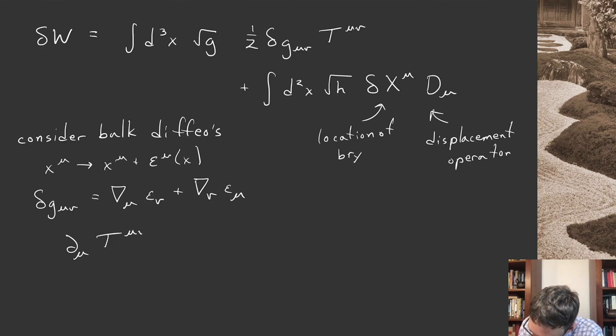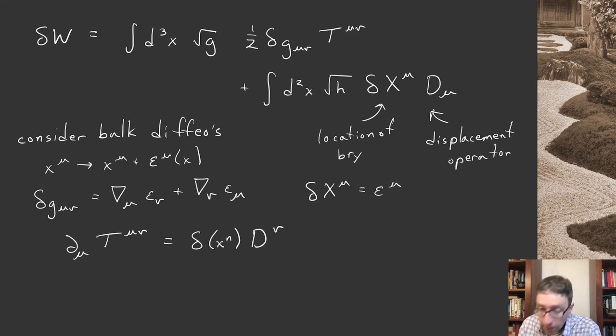And the stress tensor is typically conserved, but in this case, because we have this displacement operator, and because x varies, the location of the boundary varies in response to diffeomorphisms, there's a spoilage here of conservation of the stress tensor. There's a delta function that localizes on the boundary, and what I find here on the right-hand side is the displacement operator. So the displacement operator has another definition, if you will.